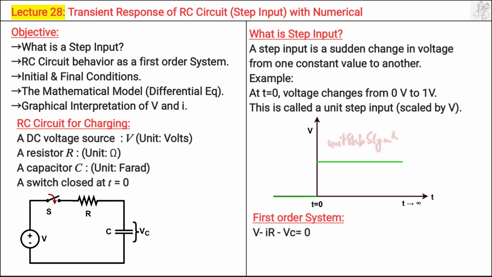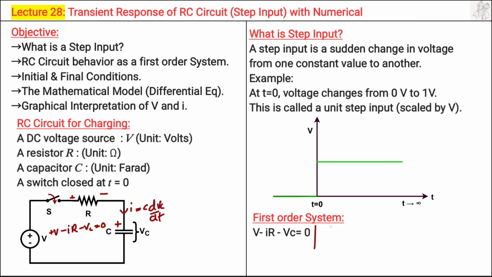So next we will understand what is first order system. In order to understand it, let's apply KVL in this loop. So as per KVL, we get the equation: minus to plus, that is plus V, and plus to minus, that is minus of voltage drop across resistor, that is minus IR, and minus voltage drop across capacitor is equal to 0. And since current is flowing in this direction and it is entering the positive terminal of capacitor, I can be written as C dVc by dt.